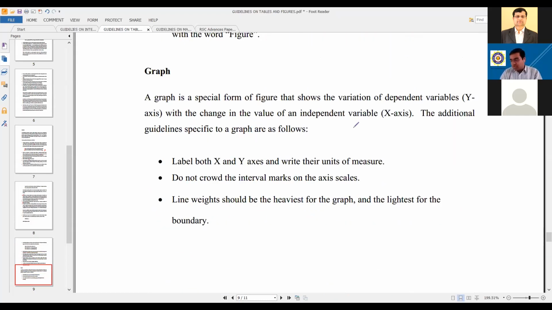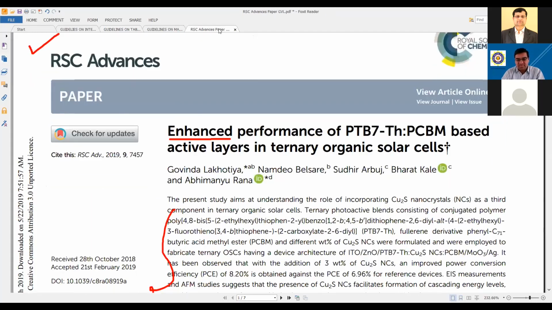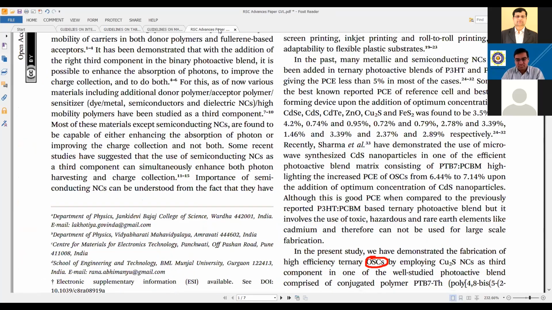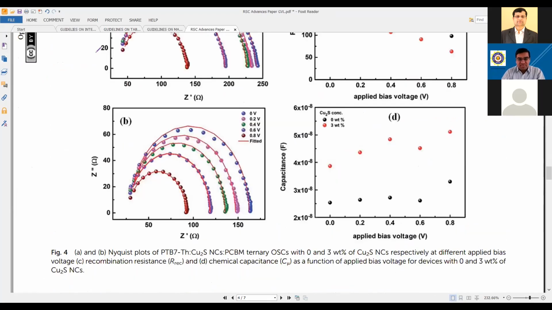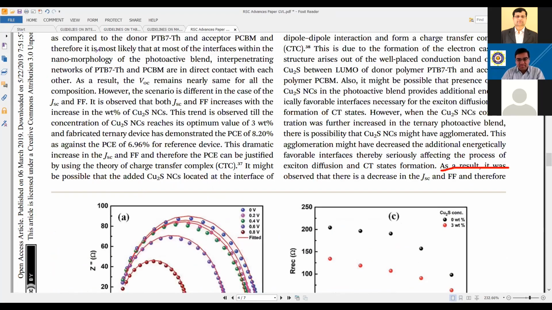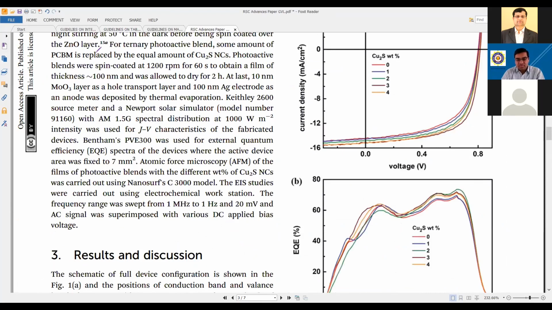Yes. Whenever you draw a graph, label both x and y axis and write their units of measure. I will show you the graph. These are the graphs in paper. You can see voltage. So in parenthesis, we have represented its unit. It is measured in volt.